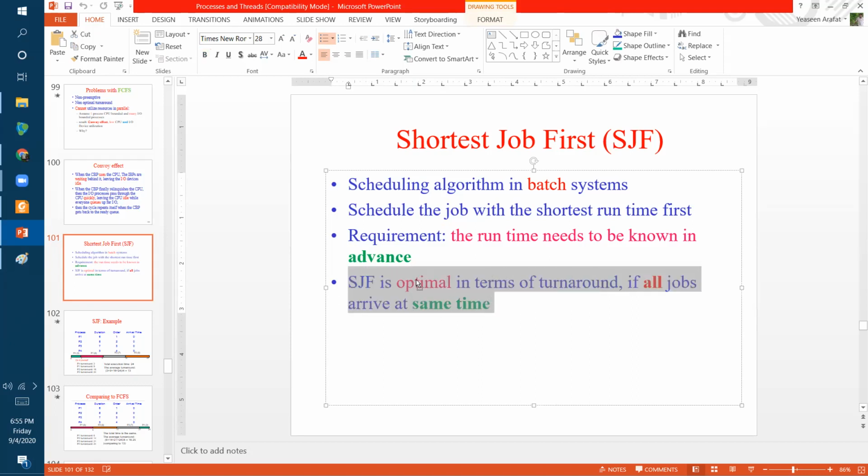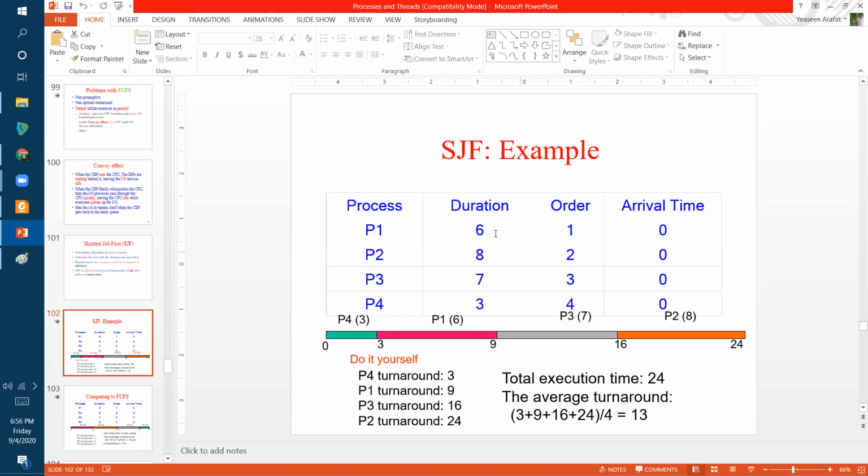Okay. So we have learned what optimality is in the last class. In this lecture, we will see mathematically the optimality of an algorithm. Some of you may recall the optimality thing from the algorithm course. So how does SJF work?